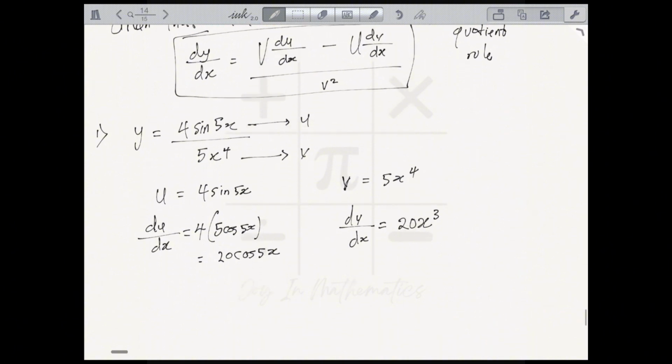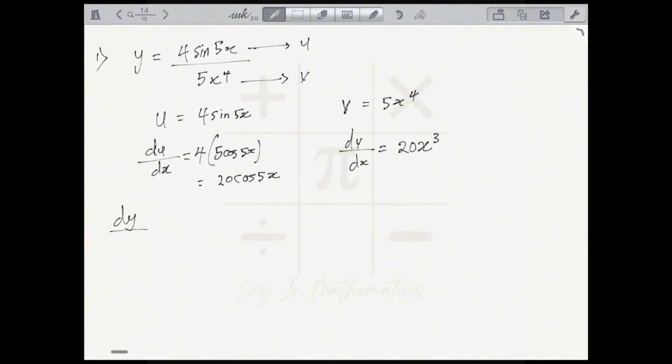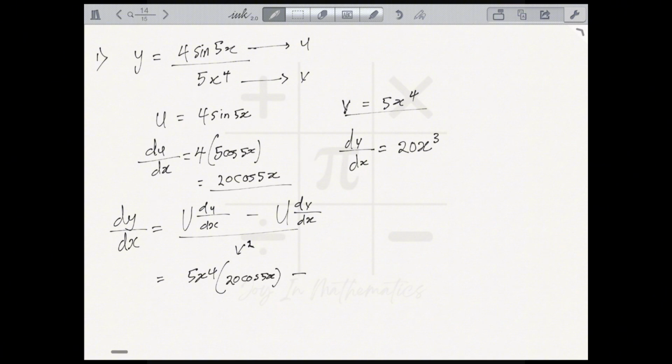So let's apply our formula that says dy/dx is equal to v du/dx minus u dv/dx, divided by v squared. So what is our v? Our v is 5x raised to power 4. du/dx is 20 cos 5x. Our u is 4 sine 5x. And our dv/dx is 20x raised to power 3, divided by v squared. And our v is 5x raised to power 4, all squared.